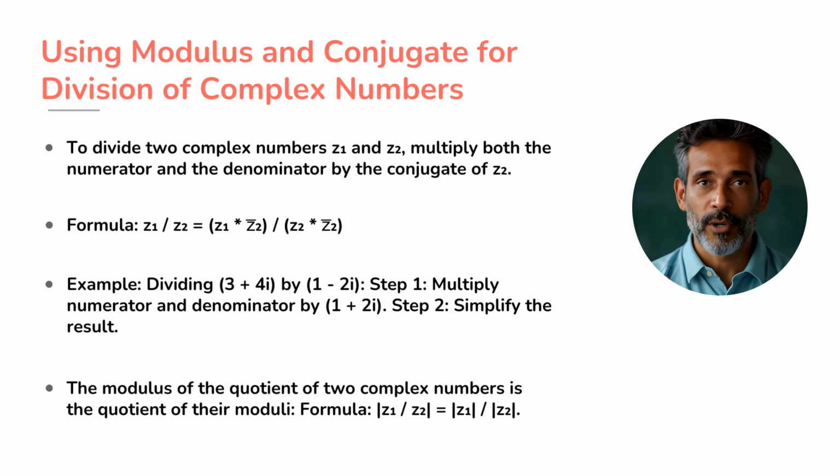Let's see an example. Divide 3 + 4ι by 1 - 2ι. Step 1. Multiply numerator and denominator by the conjugate of the denominator, which is 1 + 2ι. Step 2. Simplify the expression. Another important property: the modulus of the quotient is the quotient of the moduli. In words, |z1 / z2| equals |z1| divided by |z2|.